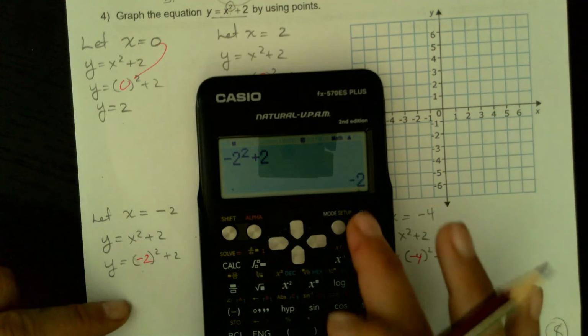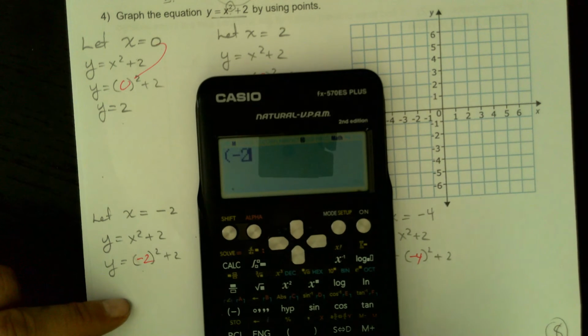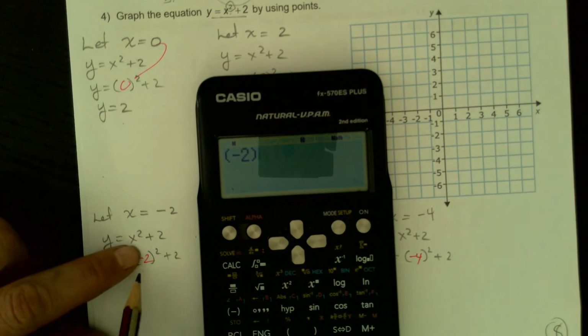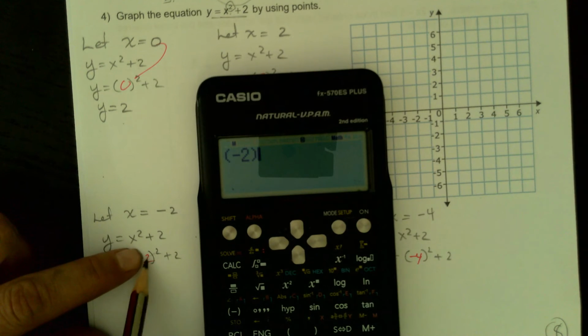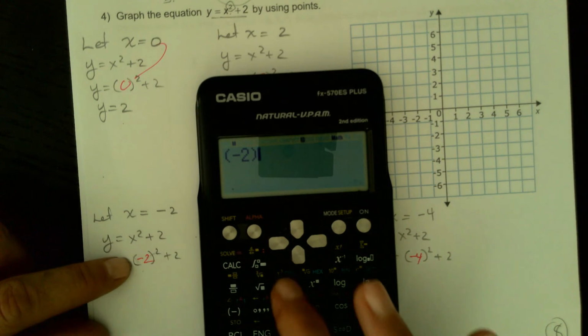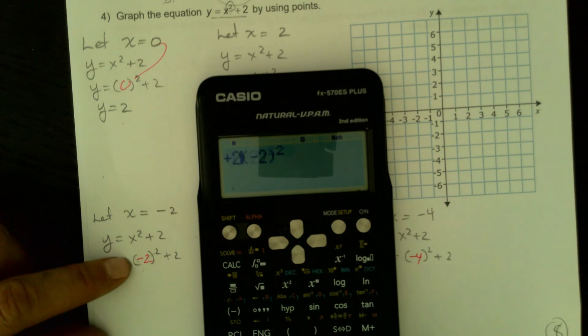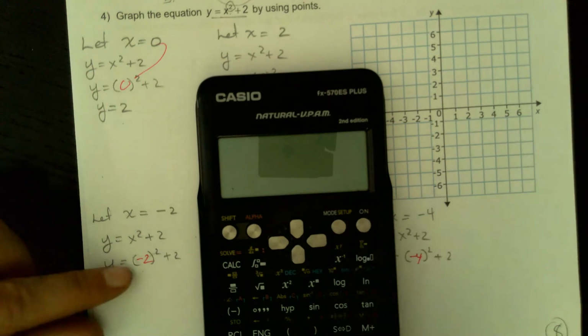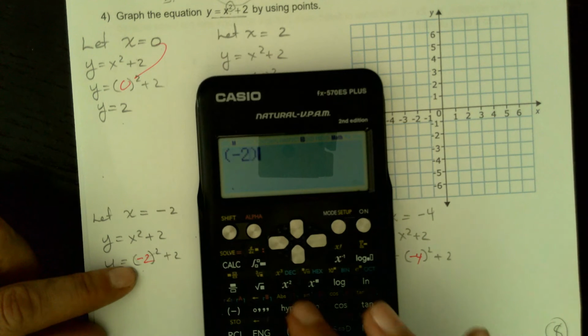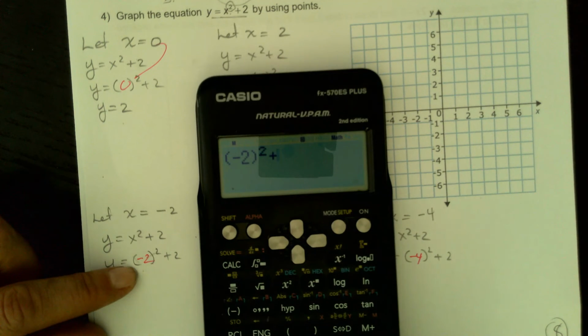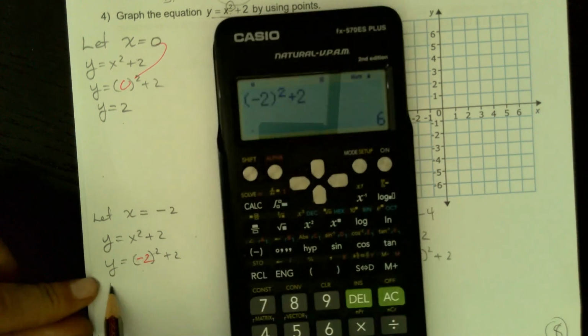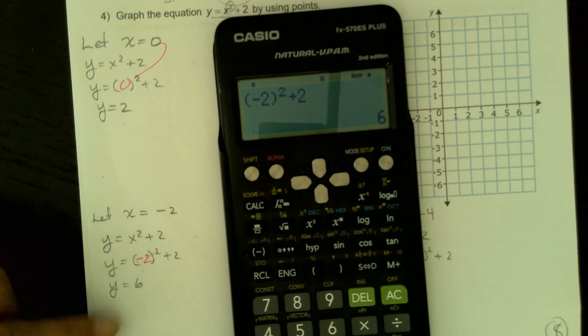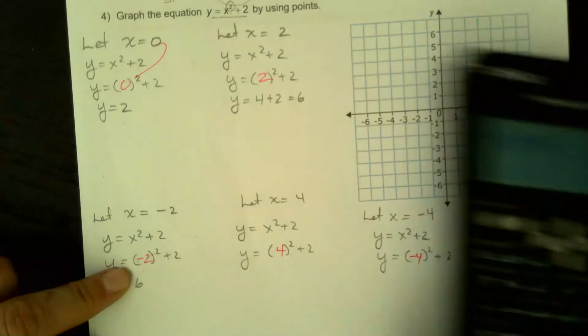You need to keep your brackets. Negative 2, because if I don't put my brackets, then it's just squaring the 2 and putting the negative on afterwards. So be careful. Oh, what happened? Okay, I don't know, my calculator's being funny. There. So the real answer is 6. So be careful. When you have negatives, keep your brackets.